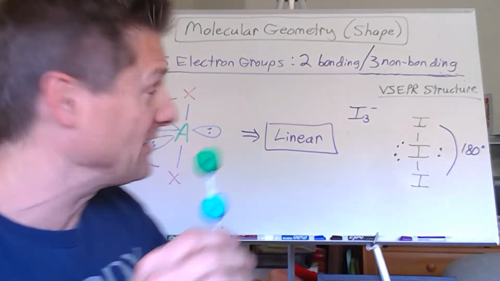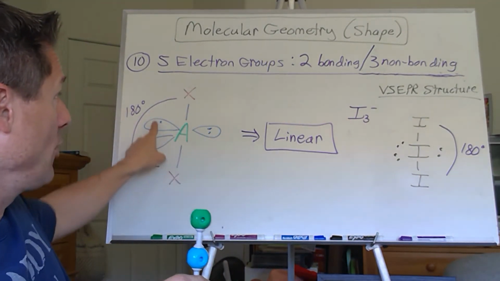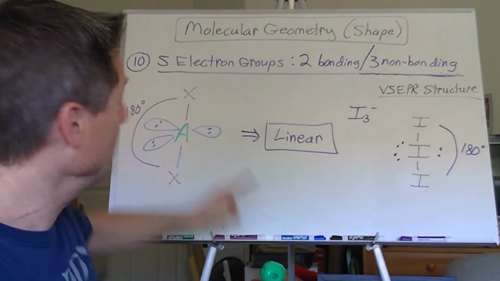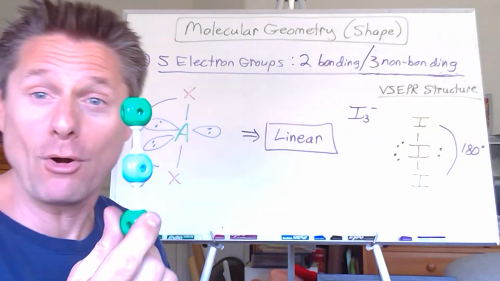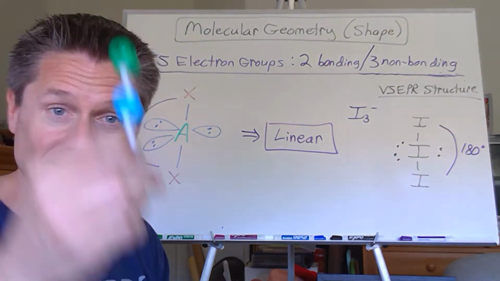Just the axial positions. So you've got lone pair, lone pair, lone pair. There's your 3 non-bonding groups. Atom, atom, there's your 2 bonding groups. There's no more equatorial spots left. Look at that. You just got a straight line.